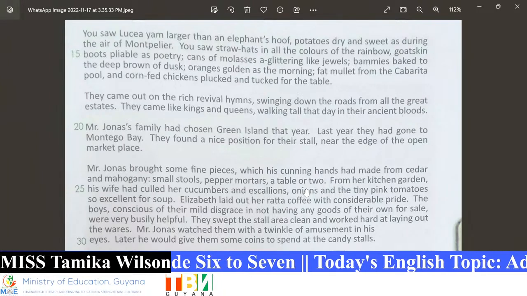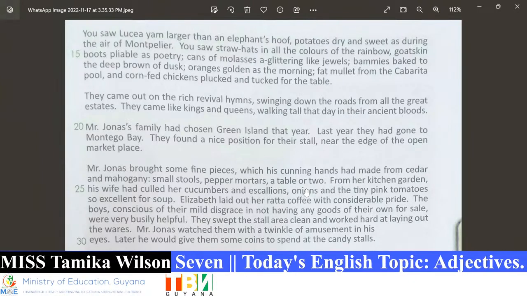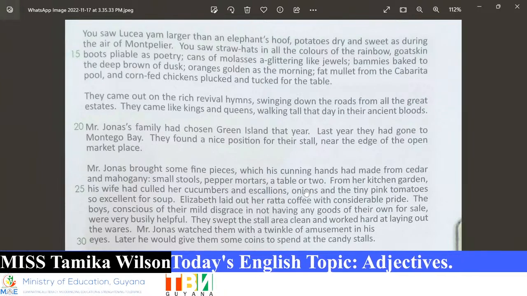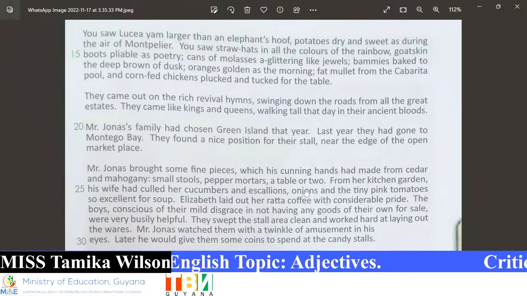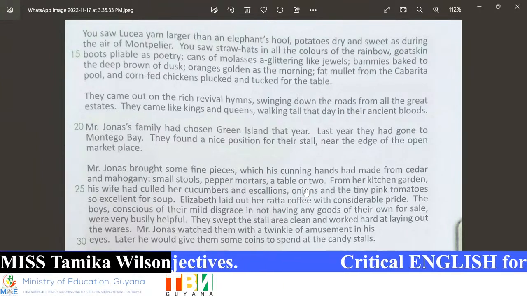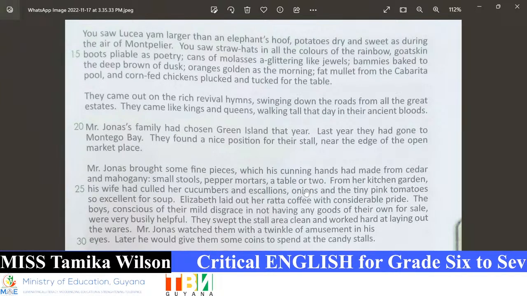But what we're seeing, we can look throughout this passage and see strong evidence of descriptive writing, because they're using words, they're making use of adjectives, right? They're making use of action words, because we see the people are moving. They had chosen Green Island that year, and last year they had gone to Montego Bay. So we're seeing action. Do you see?